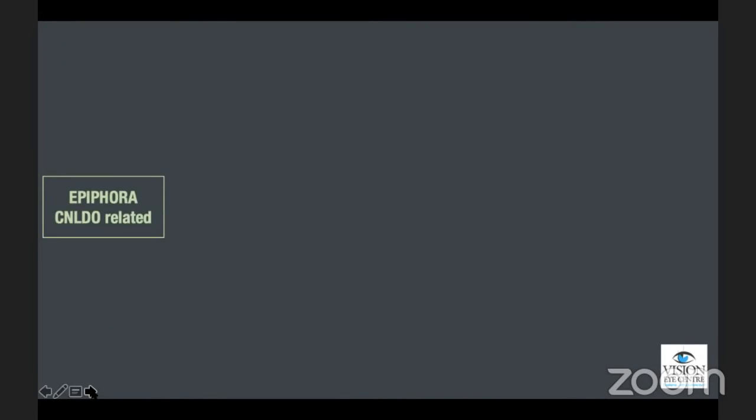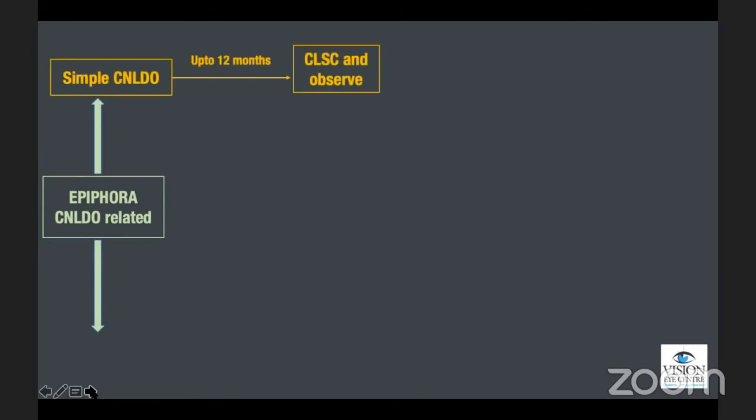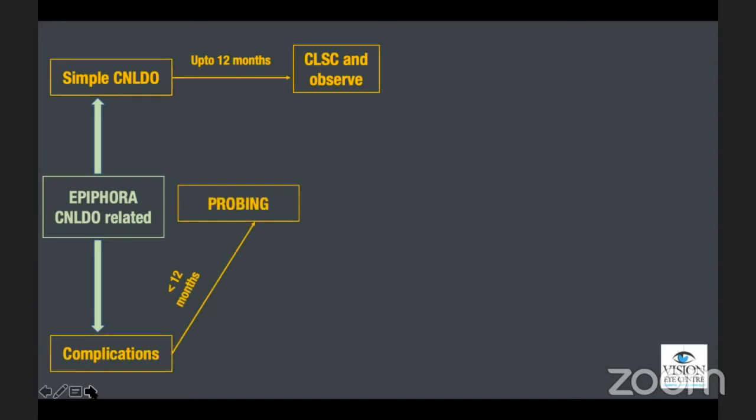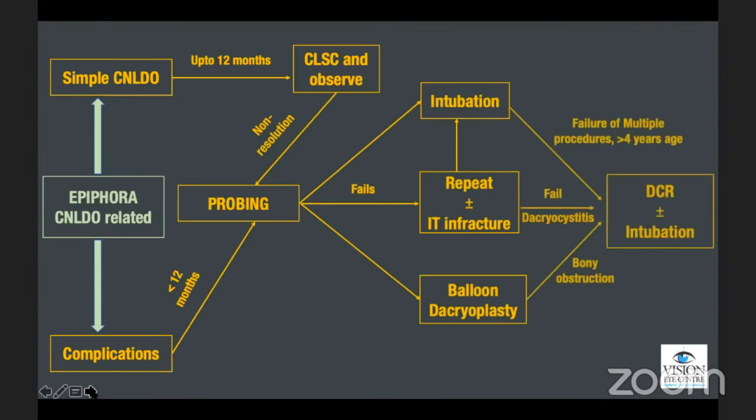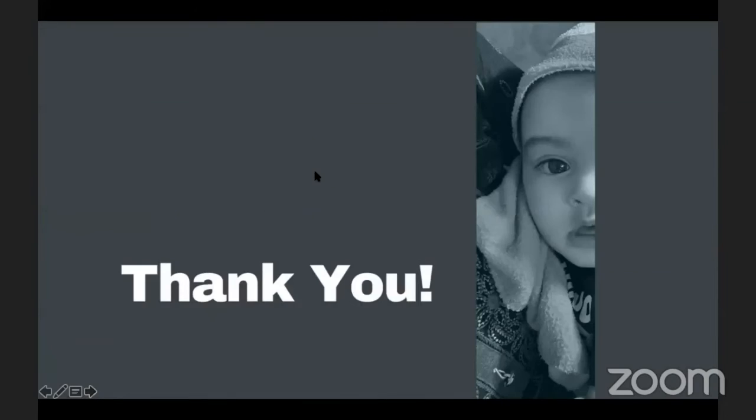So this is just a basic outline of my talk. When there is CNLDO-related epiphora, you can do a Crigler lacrimal sac compression and observe. If it's a complicated one, you can do probing under 12 months. If it's a non-resolving simple one, you can go for probing. And if probing fails, repeat probing with inferior turbinate infracture, intubation, balloon dacryoplasty. If multiple procedures fail, or there's dacryocystitis or bony obstruction, after 4 years of age, you can do a DCR with intubation. Thank you for your patient listening.